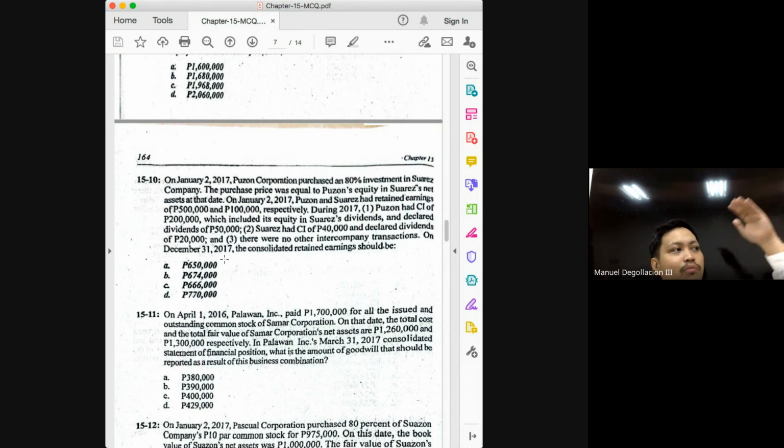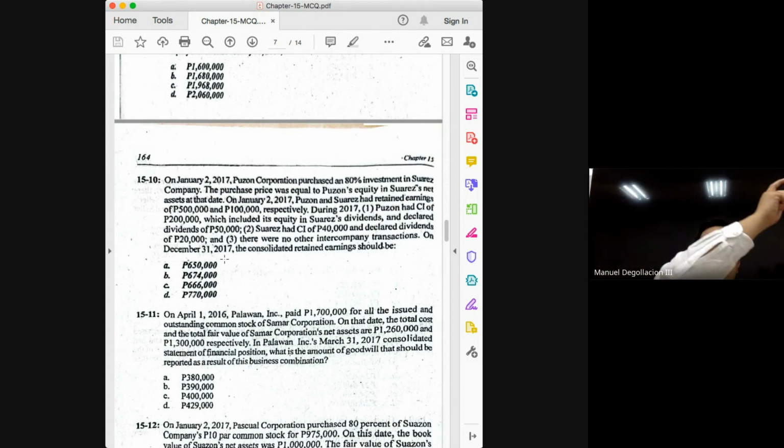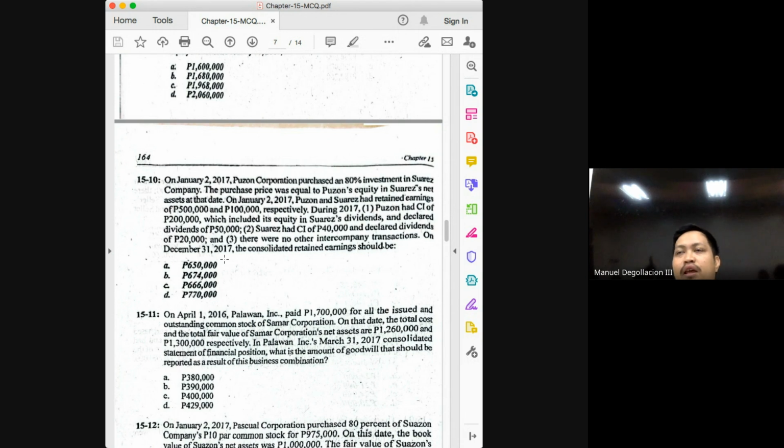RE beginning plus or minus profit or loss minus dividends. And again, that will work even for the consolidated entity. But instead of just using the profit of the parent, what do I want you to do? RE of the consolidated entity beginning plus what? Profit. What profit? Should it be the profit of the parent? No. Should it be the profit of the subsidiary? No. What profit are you going to add to your beginning consolidated RE to arrive at the ending consolidated RE? It should be the profit of the consolidated entity.